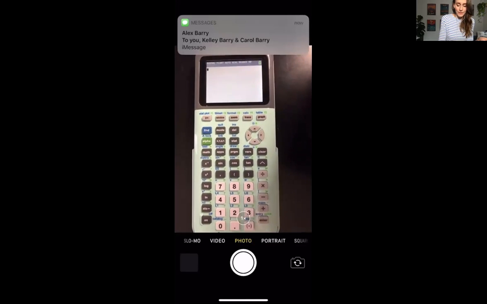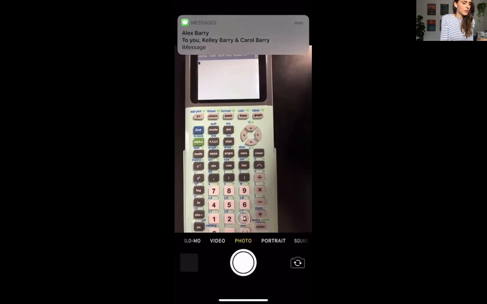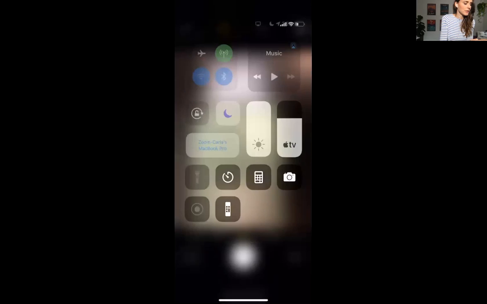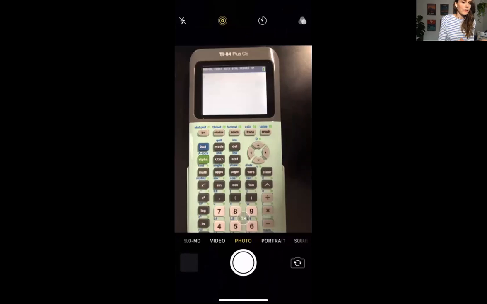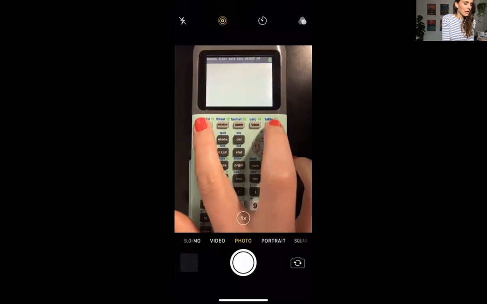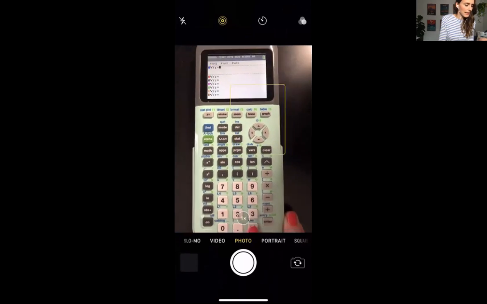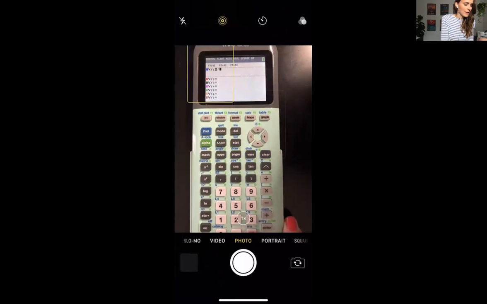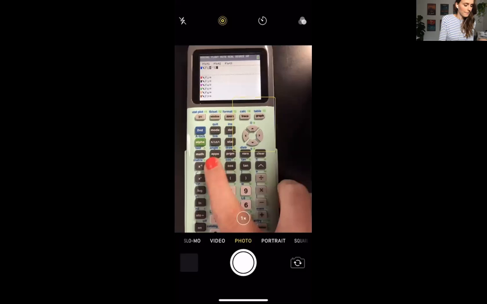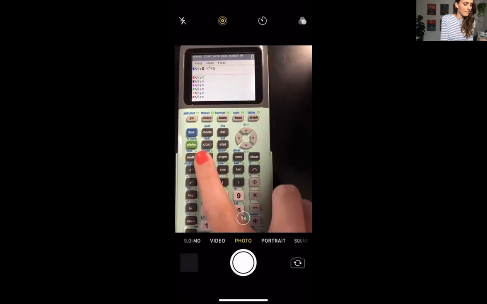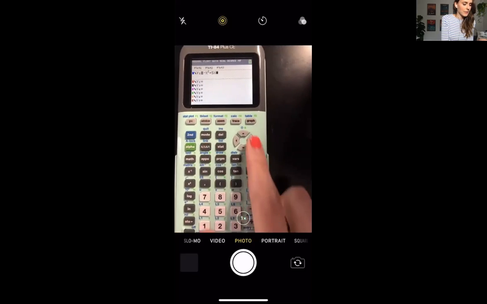So we're doing the parabola question. So we're first going to go to y equals, and then I'm going to put in here -x² plus 5x. And I'm going to press graph.